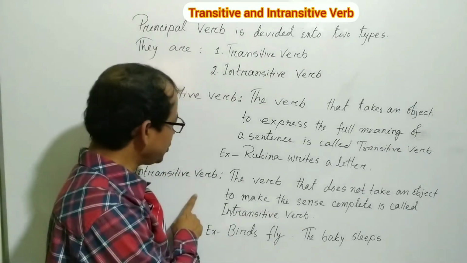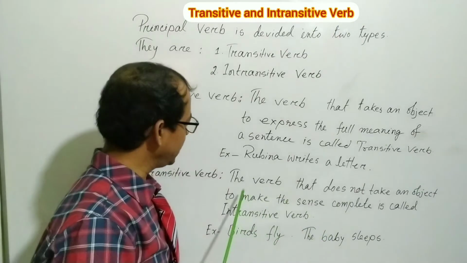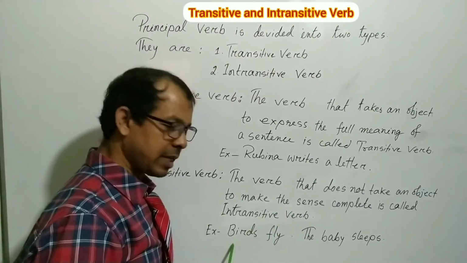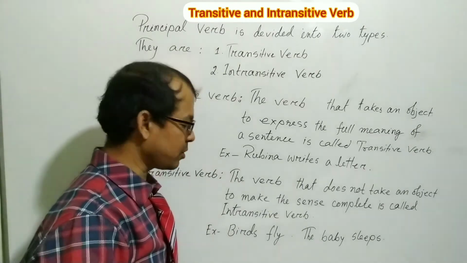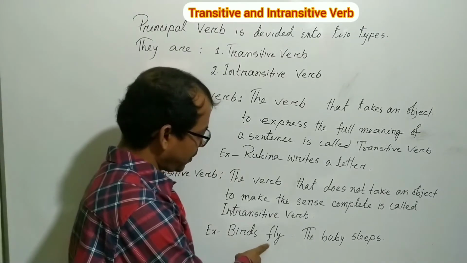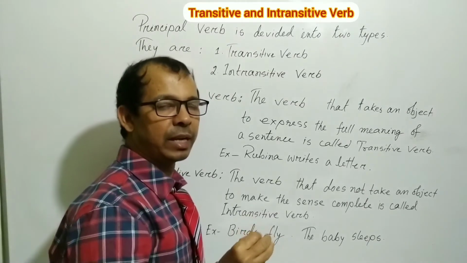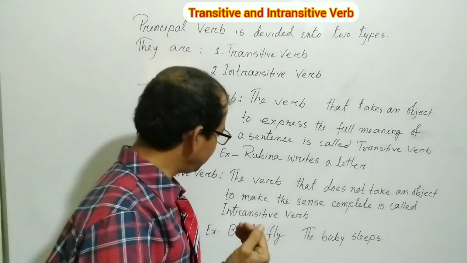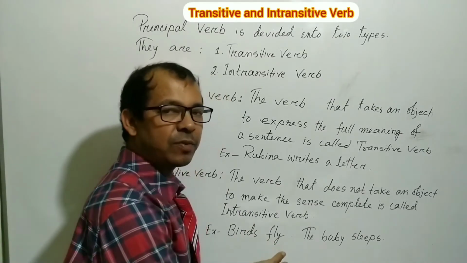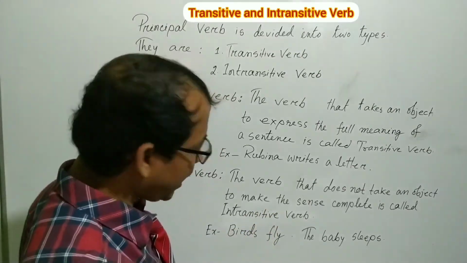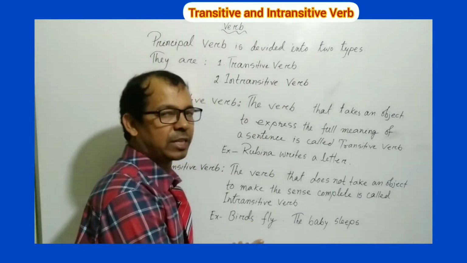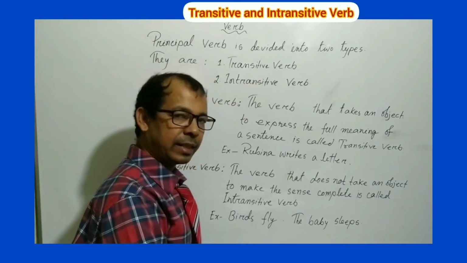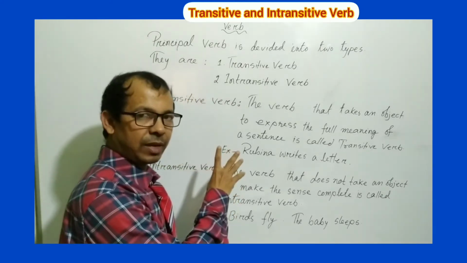Okay, so look here, intransitive verb. The verb that does not take an object to make the sense complete or to express the full meaning of a sentence is called intransitive verb. As for example, birds fly, the baby sleeps. So here you can see, my dear student, the verb fly does not need any object to express the full meaning of the sentence. Okay, fly verb does not need any object to make the full meaning. So here birds fly, fly is intransitive verb. And if you make the question what does it fly, but here is already written birds fly, so you cannot make the question what does it fly. That's why you can understand the difference between the transitive and intransitive verb.